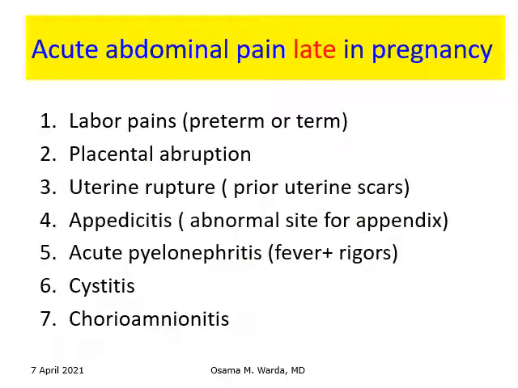Acute abdominal pain in late pregnancy may be due to labor pains, preterm or term, placental abruption, especially if concealed, uterine rupture due to previous scars, and appendicitis. The site of the appendix is higher up than in non-pregnant women, and its size differs according to the gestational age. Acute pyelonephritis with fever and rigors and characteristic loin pain radiating to the pubic region, cystitis, and chorioamnionitis.